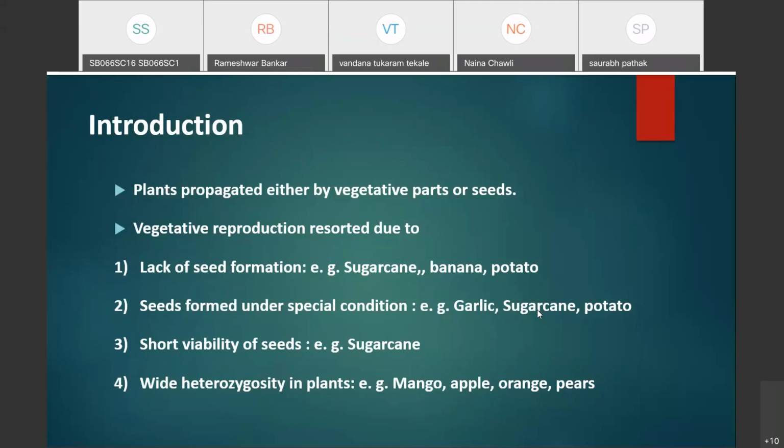That's why these plants are generally propagated by the vegetative parts. Okay, the first reason is lack of seed formation, for example in sugarcane, banana and potato.